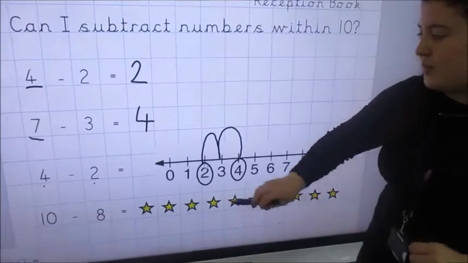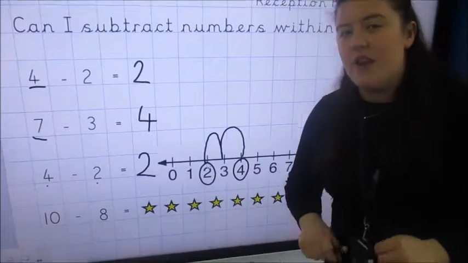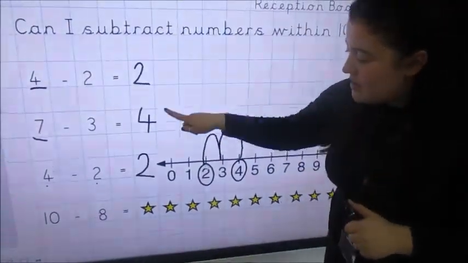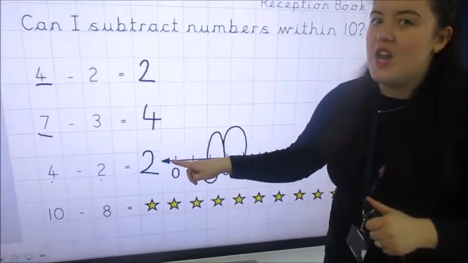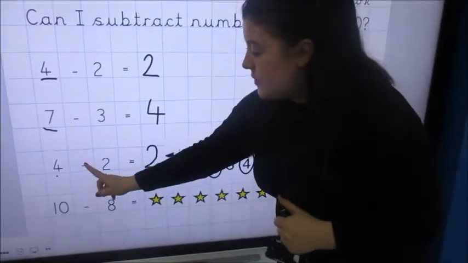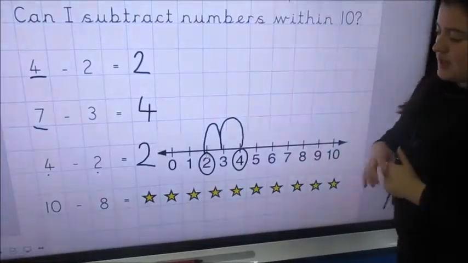Well done. And I'm going to put my answer there. And what did I say at the very beginning? I said that when we subtract numbers, our answer needs to be smaller. So that's one way I know if I'm on the right track, and that's what you can do as well. So 4 take away 2 equals 2. And we've used a number line there to help us.